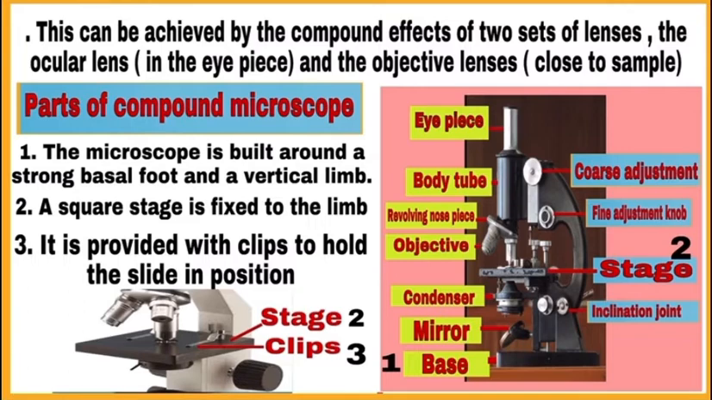Now, after this, write the various parts of compound microscope. First, see the microscope. Point number 1, the microscope is built around a strong basal foot and there is a vertical limb. Second point, there is a square stage fixed to the limb. Third, the stage is provided with clips to hold the slide in position. You can see the location of the stage and clips in the microscope in the lower picture.